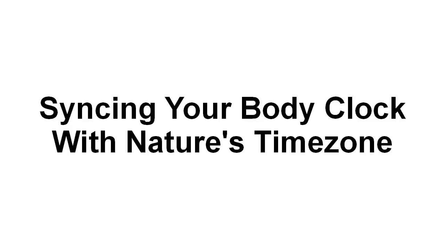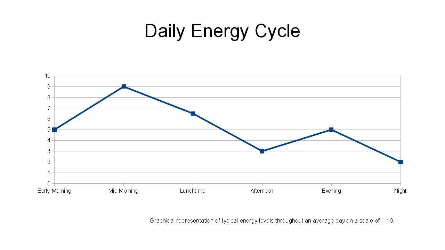In this video, I want to talk you through how you go about syncing your body clock with nature's time zone. Now, this graph here is basically a graphical representation of typical energy levels throughout an average day on a scale of 1 to 10. It's not based on anything scientific, it's just there to give you an idea as to the sort of energy levels that most people have over an average day.